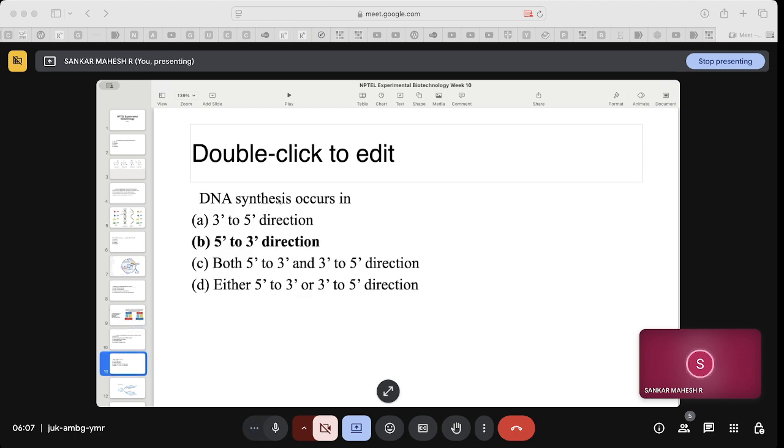The next question is: DNA synthesis occurs in option A, 3' to 5' direction, option B, 5' to 3' direction, option C, both 5' to 3' and 3' to 5', option D, either 5' to 3' or 3' to 5'. Now, before you answer this question, you can think and you can tell me what will dictate the directionality for DNA synthesis. We'll take it from there.